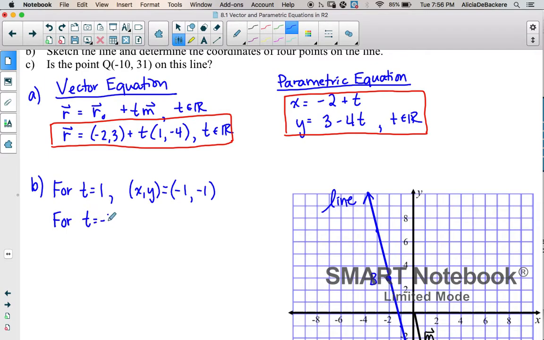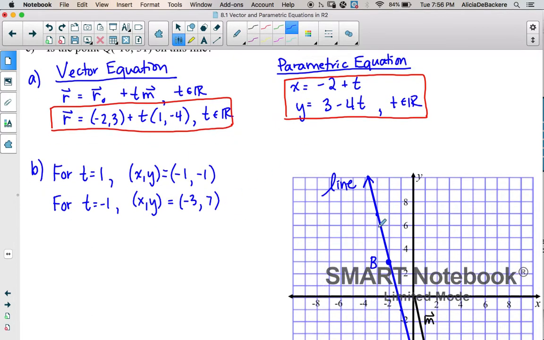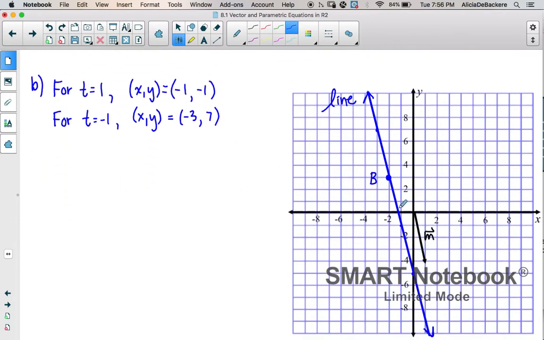So maybe I pick t = -1. And then the point would be, so again, I'm plugging it in. I'm going to look over here for this one. So -2 - 1, so I get -3. And then 3, and then this would become +4, so 7. And hopefully this kind of checks out with your graph, right? So -3 up to 7, that checks out. And -1, -1. Since I have the graph, I'm just going to check it out.